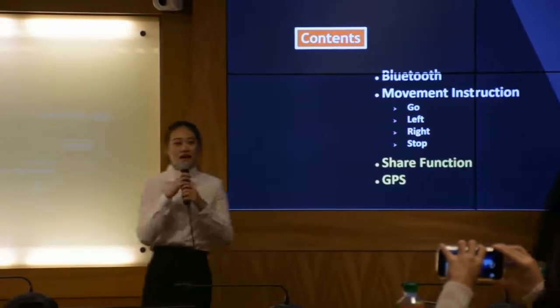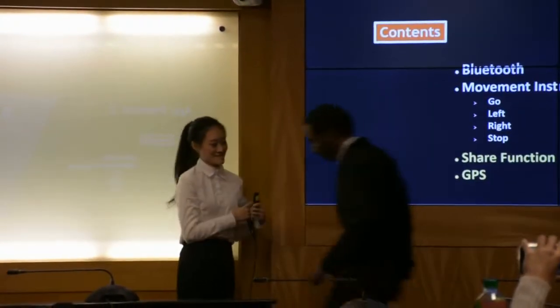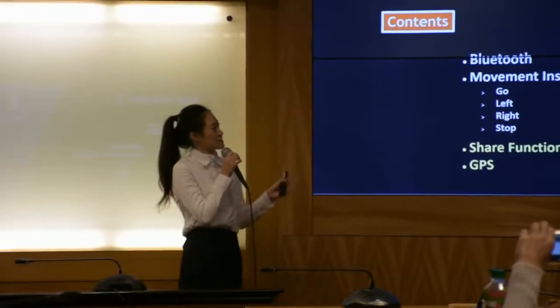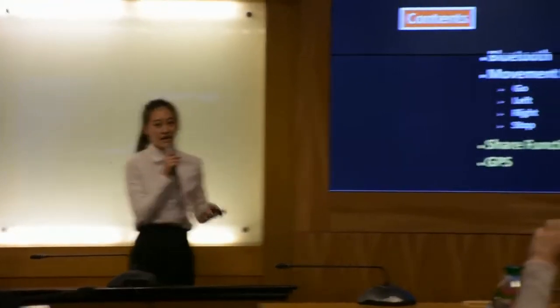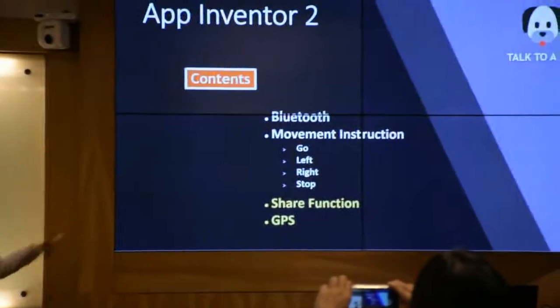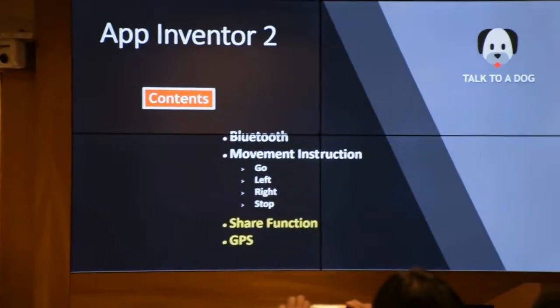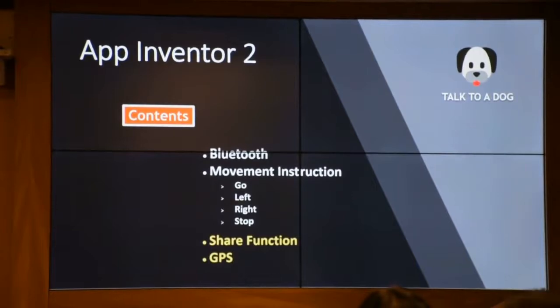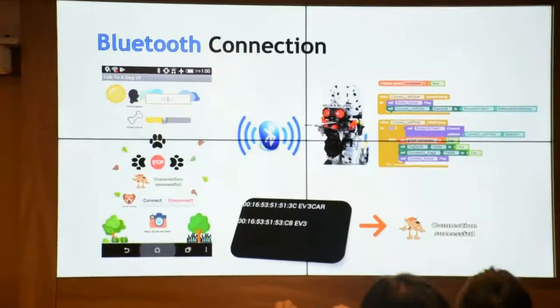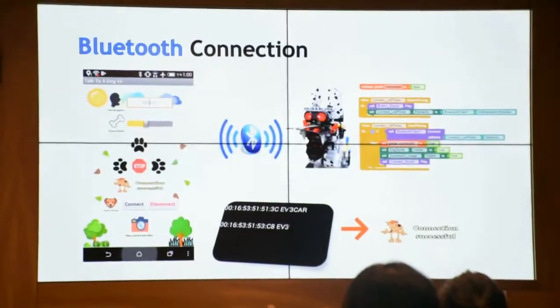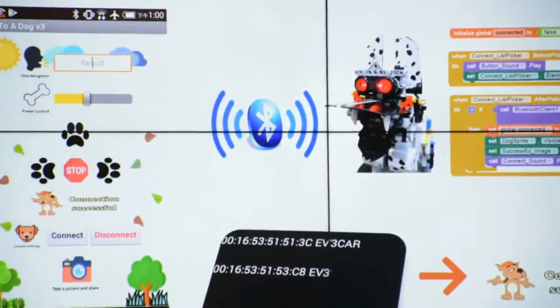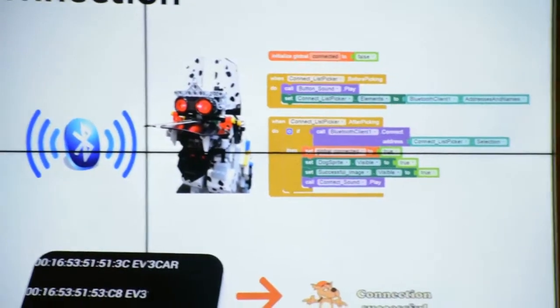Okay, thank you, Wen. I'm here to talk about App Inventor 2. The contents will be Bluetooth, move instruction, share function, and GPS. The yellow one that you can see right here is actually the newest thing that we did in this version, so we'll talk about this later. First of all, we wanted to control the robot. The way we can control it is by Bluetooth connection. Every Bluetooth connection, we build it in the code blocks right there.